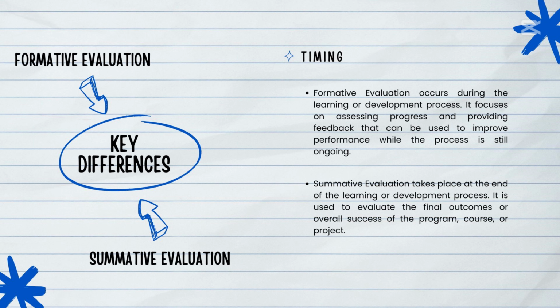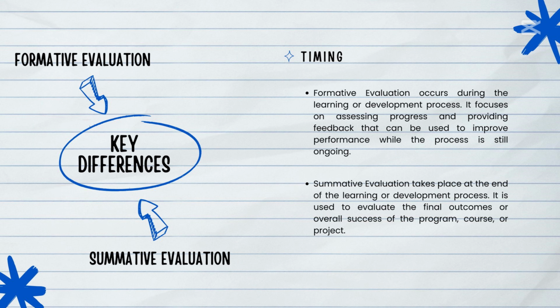Now, to explain this further, let us discuss the differences of formative and summative evaluation. So we have here number one, the timing. Formative evaluation occurs during the learning or development process. It focuses on assessing progress and providing feedback that can be used to improve performance while the process is still ongoing. So in terms of timing, formative evaluation is conducted at multiple points throughout a learning activity, course, or project. Because the evaluation happens while the process is still in progress, it allows for timely interventions and adjustments that can lead to better outcomes.